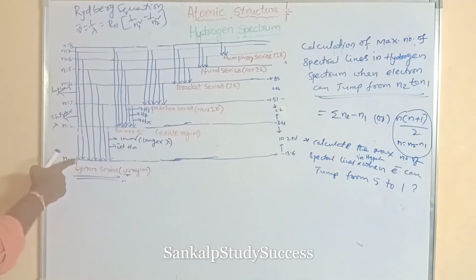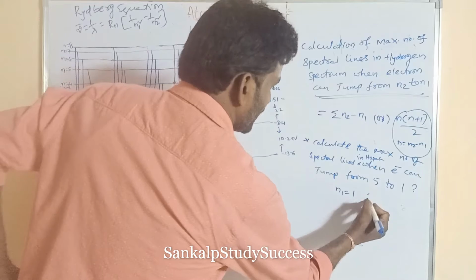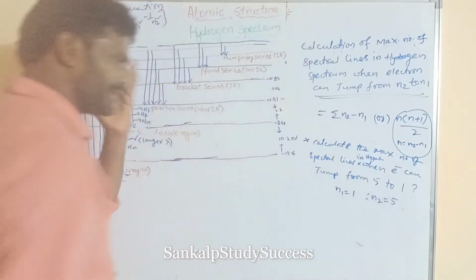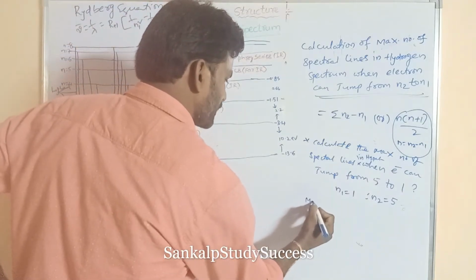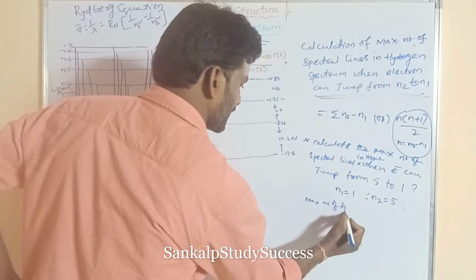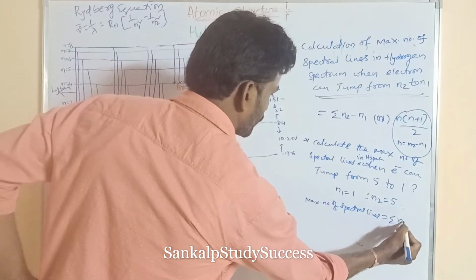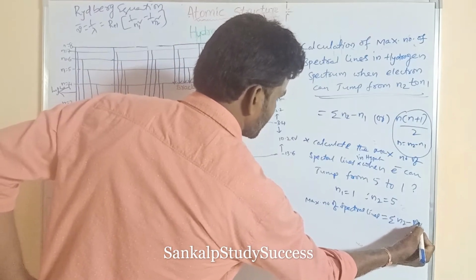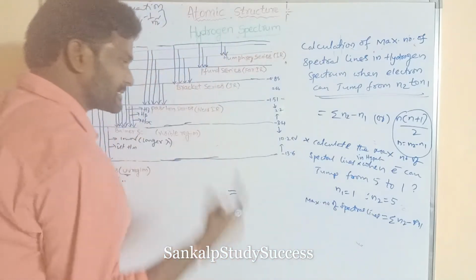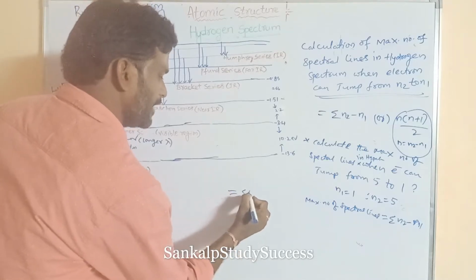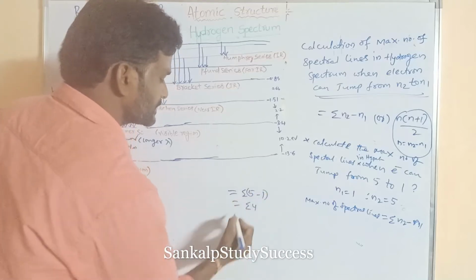Here the electron can jump from 5 to 1. That means n1 can be taken as 1 and n2 can be taken as 5. So the maximum number of spectral lines is equal to sigma (n2 minus n1). Sigma (n2 minus n1) means sigma (5 minus 1), which means sigma 4.